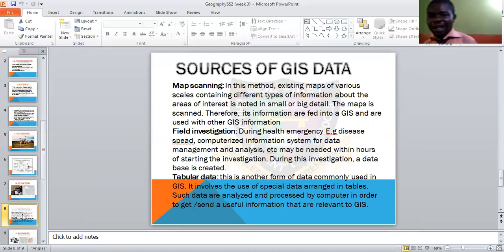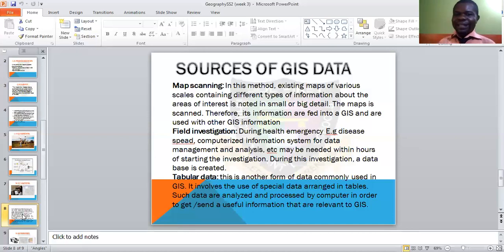Then field investigation means going out, like in this emergency period now, when we're having coronavirus. How has this particular area been affected? What happened in this zone that makes them more vulnerable to this particular disease than the other areas? That is what we mean by field investigation. It's not just staying at home analyzing. You need to go out.